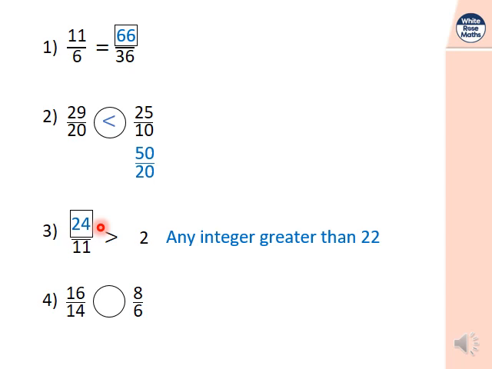And question number 4, 16/14 and 8/6, what symbol would we put here? Is there any times table where 6 and 14 are? Is there any times table when 16 and 8 are in? And hopefully seeing 8 and 16 are both in the 8 times table, we could have changed 8/6 to 16/12, and our numerators are the same, so we would have put our less than symbol. 16/14 is less than 16/12. Well done if you managed those.